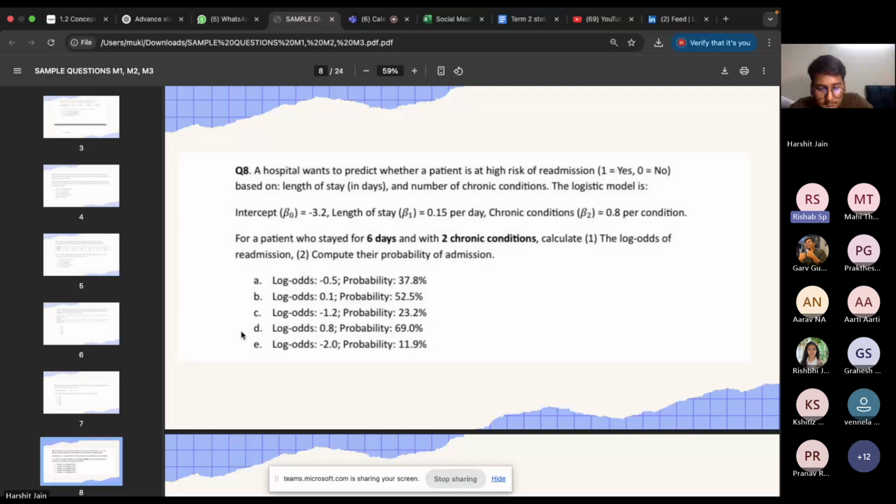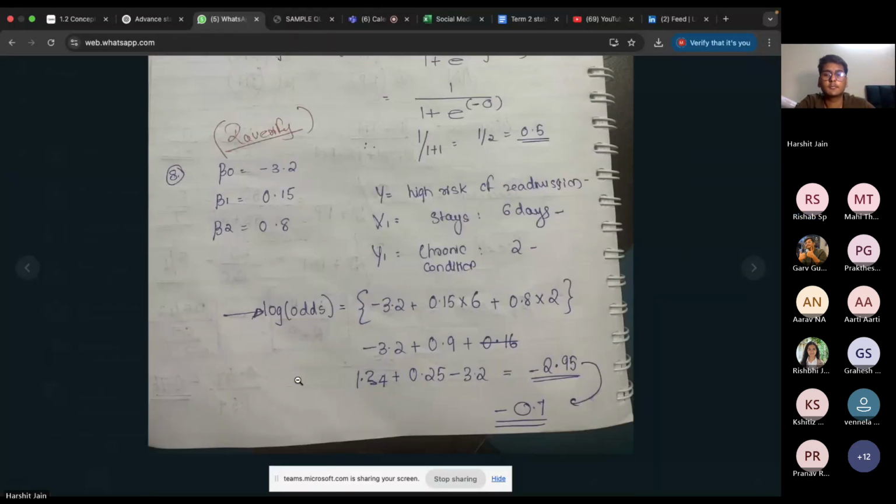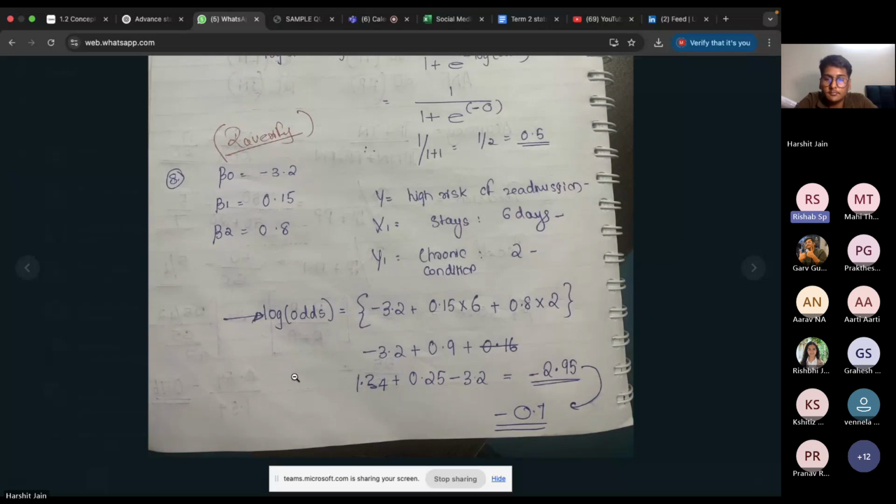Same logistic regression model. We have to find first the linear regression or log odds. We have to find beta 0 plus beta 1 into x1, which is 6, right? Harshit, you take the answer sheet. And then we have to find beta 2 into x2. We have done this in the last session. We'll get a very different answer, but the correct answer is option A.